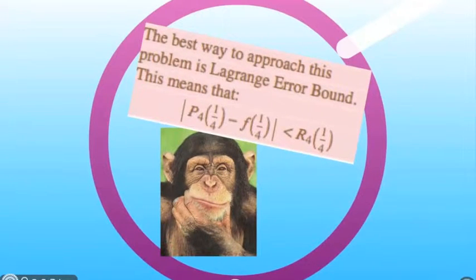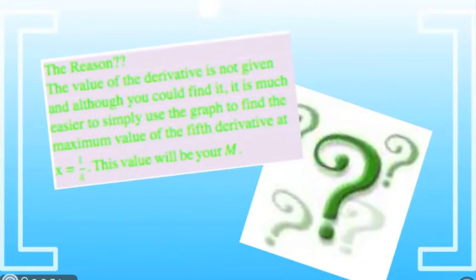This problem lends itself to Lagrange because you do not have the series written out, so you cannot find the value of the next omitted term. It is better to use Lagrange for this problem because the fifth derivative is not given to you, but the graph, and therefore the maximum value of the derivative, is.